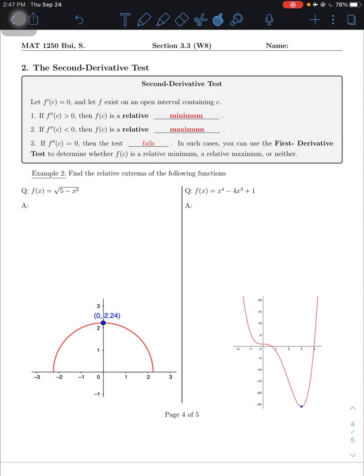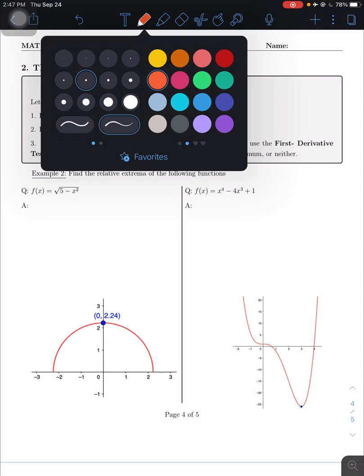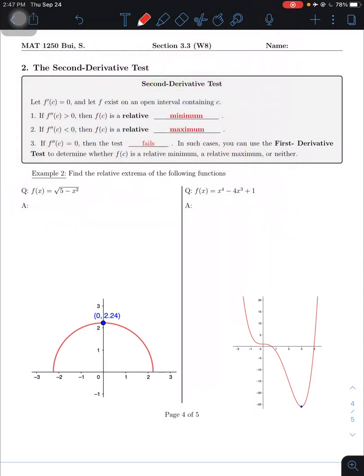Okay, how do you remember this one? It actually makes really good sense by the picture. So f double prime greater than 0 means that you're going to have an upward U, right? And in the upward U in here, we're going to have a lowest point, and that's why it's a minimum. For f double prime less than 0, we're talking about the shape of an upside down U. And in here, we're going to have a maximum because we have the highest point. That's why it's a relative maximum.